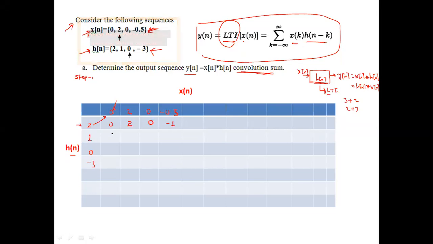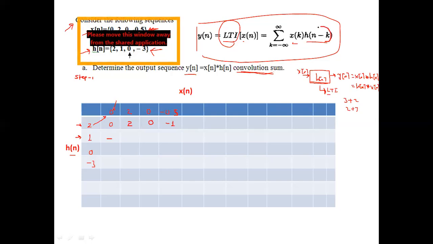Next, the next sample of h of n is 1. Before you multiply, shift by 1. Why? There is a shift operation. As you can see in the formula, n is shifted by k. K can be 1, 2, up to infinity. So h will be shifted by k factor. Then after shifting h, multiply it with x.